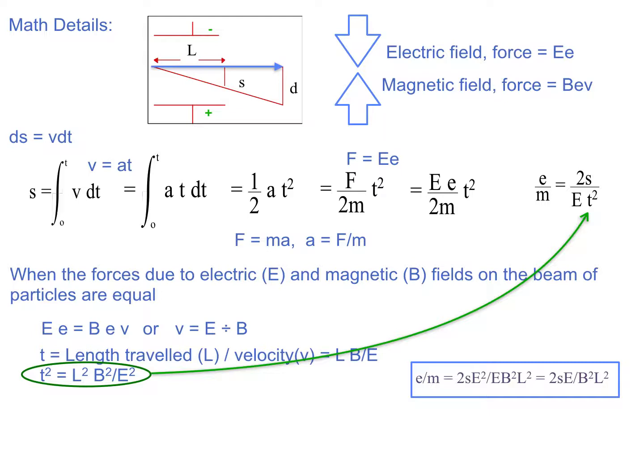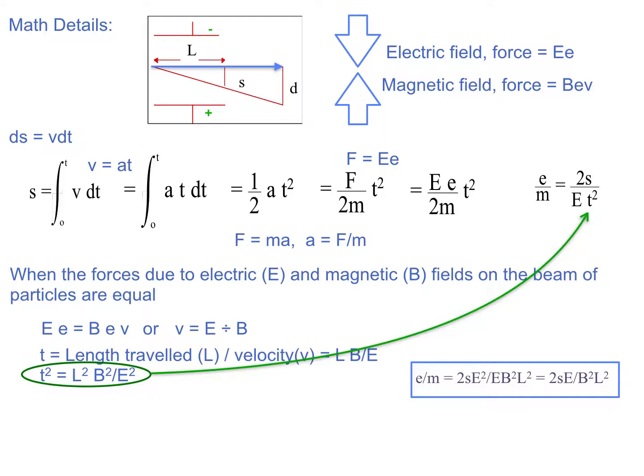or E over M equals 2S E over B squared L squared. So we can measure S, we can measure E, we can measure B, we can measure L, therefore we can measure E over M. And a small note, how do you measure S? Using geometry. And this is a short assignment to figure out how this is to be done.